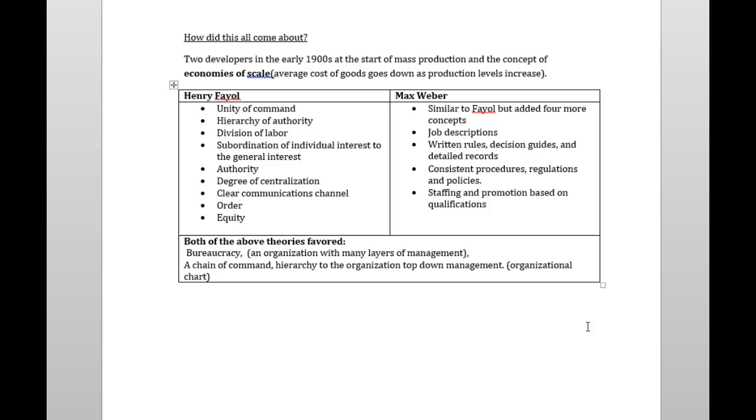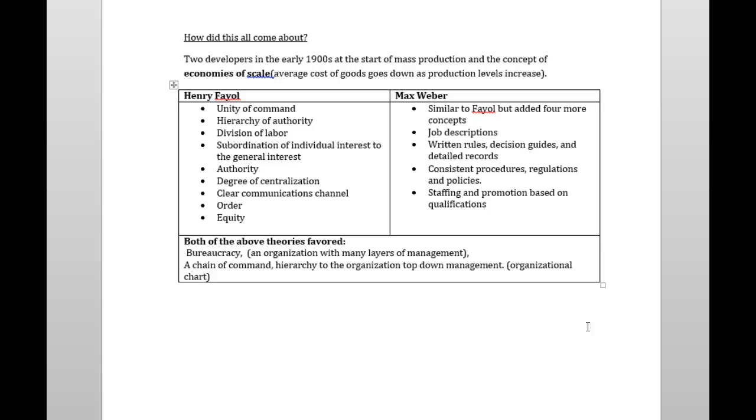First off was Henri Fayol, and he came up with a unity of command, a hierarchy of authority that had to exist. There had to be a division of labor if we wanted to do it cheaply. The individual was not as prominent anymore. It was for the greater good of everyone, so everybody became a little cog. Authority was very important. Things were pretty well centralized. Decisions came from the top down.